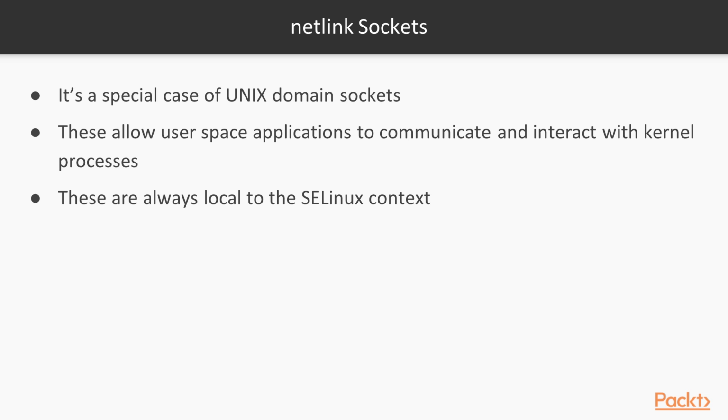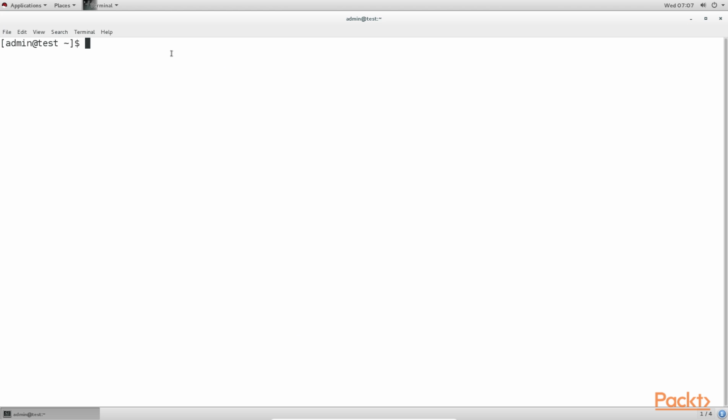A special case of Unix domain sockets are netlink sockets. These are sockets that allow user space applications to communicate and interact with kernel processes. Unlike regular Unix domain sockets, whose target context is associated with the owner of that socket, netlink sockets are always local to the SELinux context. In other words, when a domain such as sysadm_t wants to manipulate the kernel's routing information, it will open and communicate with the kernel through a netlink_route_socket, identified through the netlink_route_socket class. Let's run a search command to elaborate this.